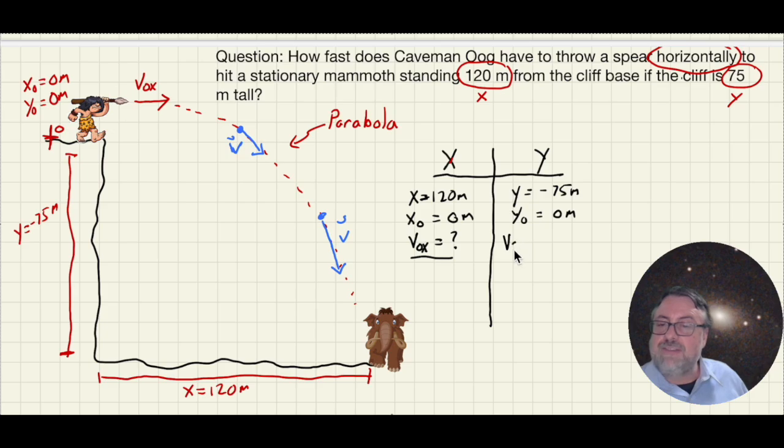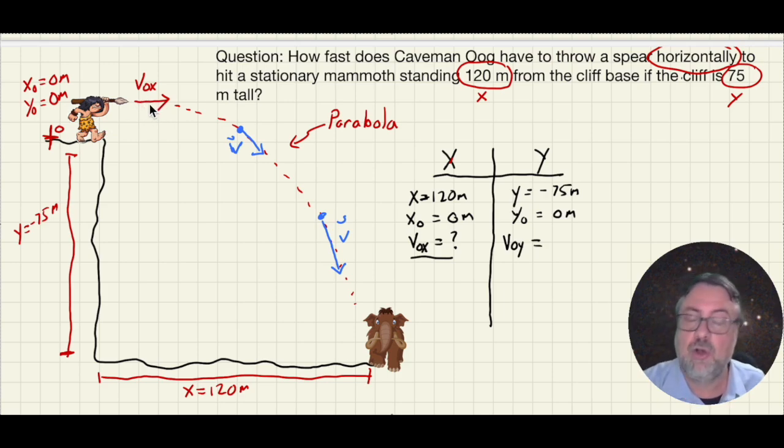But the initial velocity in the y direction is not a question mark. This is a key piece of hidden information. Because Oog is throwing the spear horizontally, I know that this spear starts out with no vertical velocity. That is, the initial velocity in the y direction is equal to 0 meters per second. That is not true as the spear continues on. As the spear continues on its motion, it's going to pick up velocity in the y direction due to gravity.